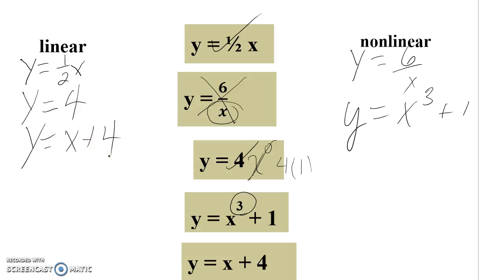Okay, so let's review our rules. In order for it to be linear, it has to be in y equals format. X cannot be greater than 0 or 1, and x cannot be in the denominator. These are linear because x is not greater than 0 or 1, it's in y equals format, and x is not in the denominator. This is not linear because x is in the denominator. This is not linear because x is raised to a power greater than 1 or 0. And that's it.